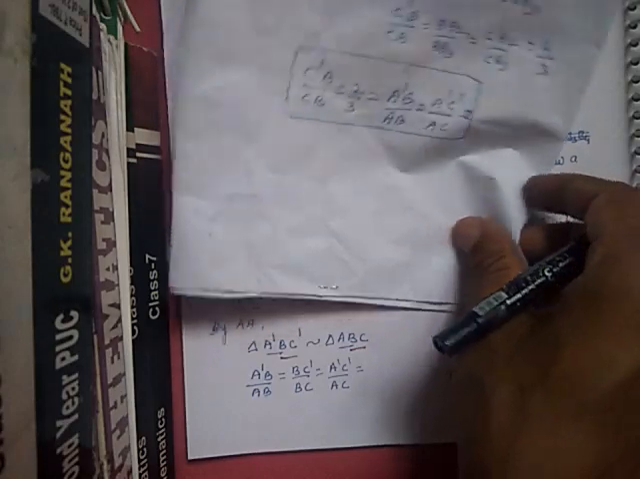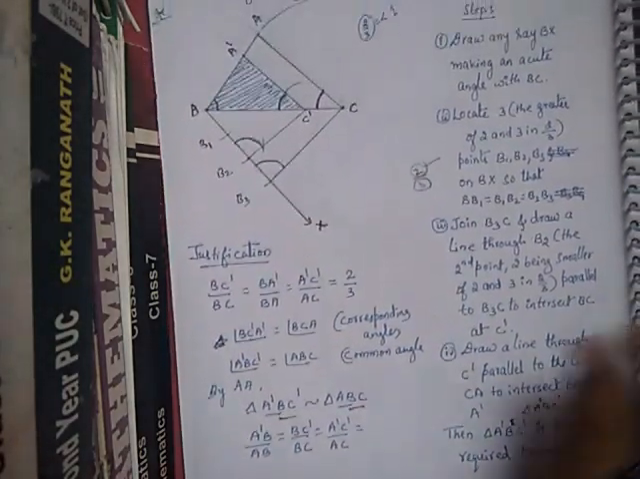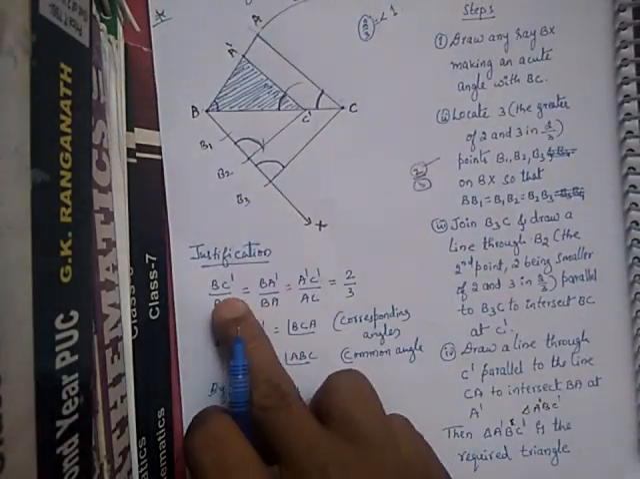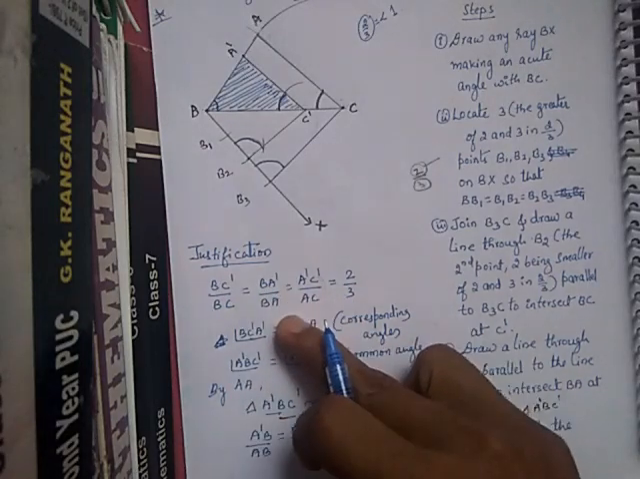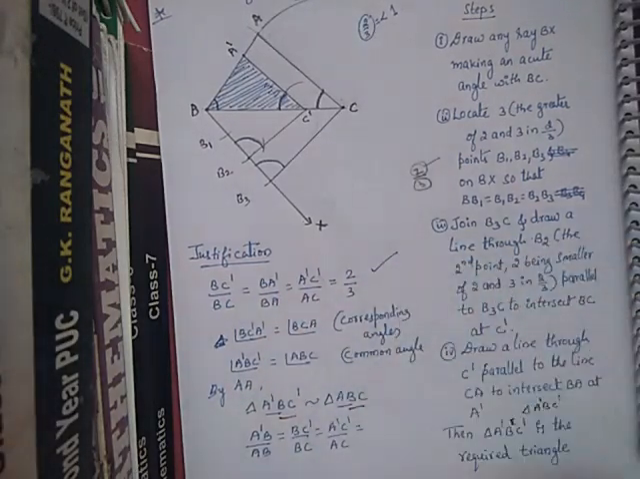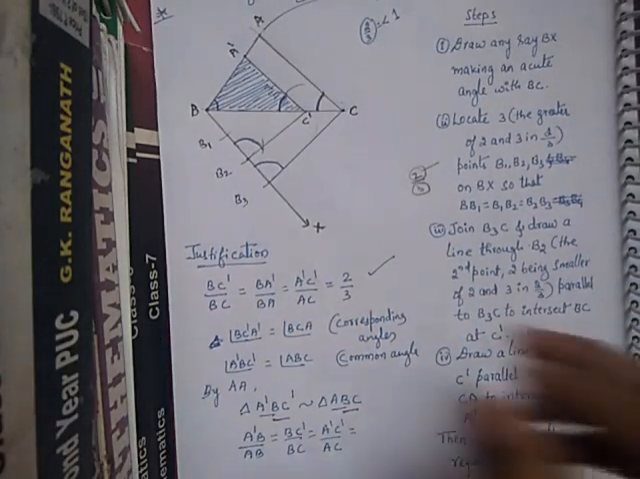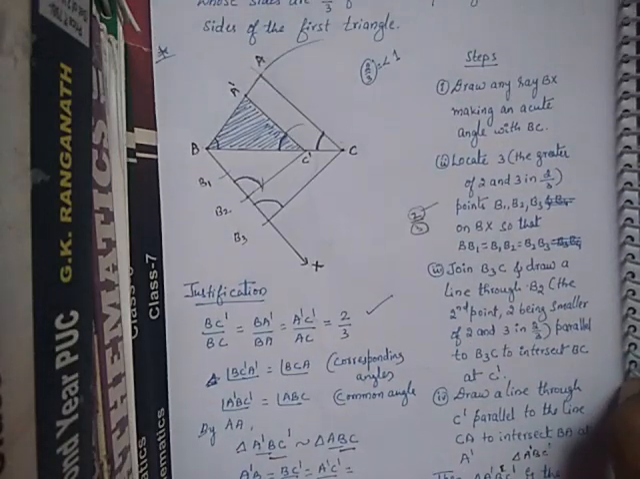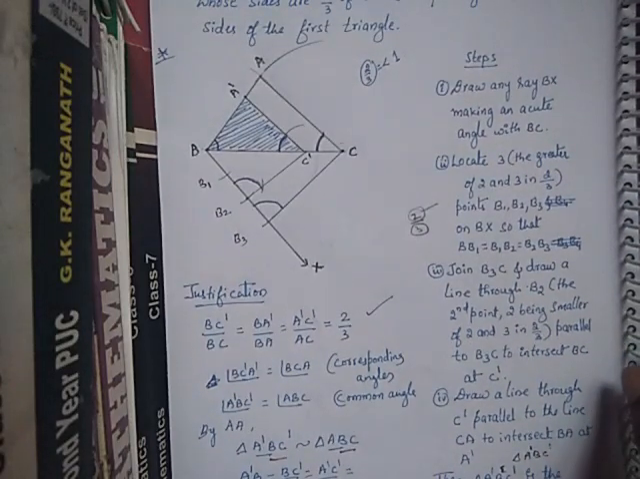So now here you can take BC dash by BC, BA dash by BA. So this is the justification. This is very important, so you can go through this.